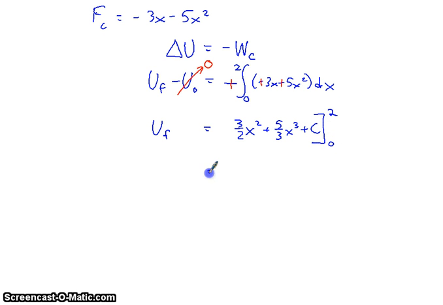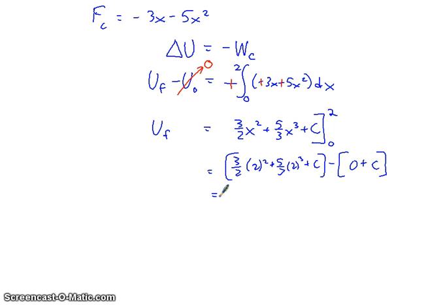When we do that, it looks like this: 3/2 times 2 squared plus 5/3 times 2 cubed plus c, minus 0 plus c. I think you'll see that in the math. So in the end, the answer that I got was 19.3 joules. That's the potential energy at that location. That's the answer to A.